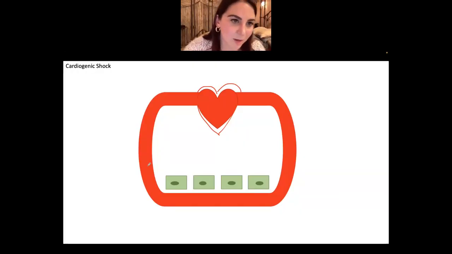I'm just not really talking about arrhythmias here. This is your true cardiogenic shock, where something happened to the heart so it can't pump. Like a heart attack, for sure.